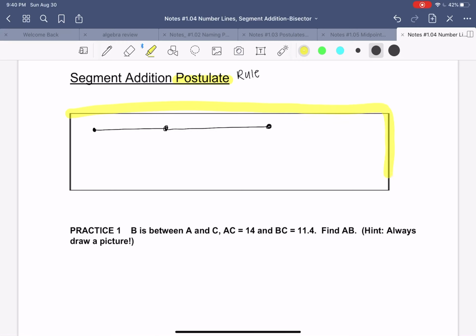I want you to draw this whole thing that we're about to draw, okay? All right, so I drew just a segment with 3 points, okay?